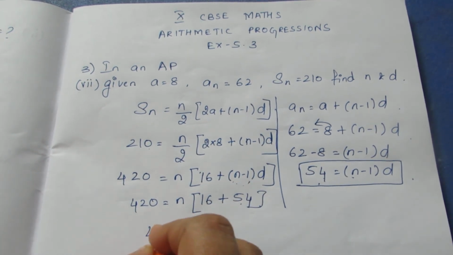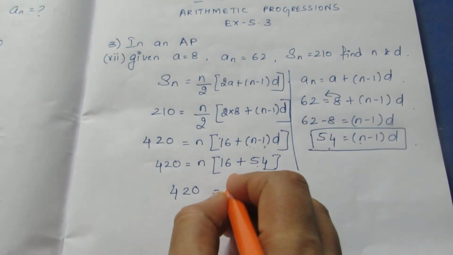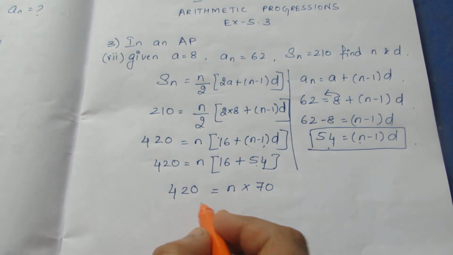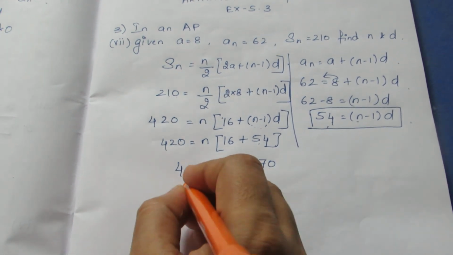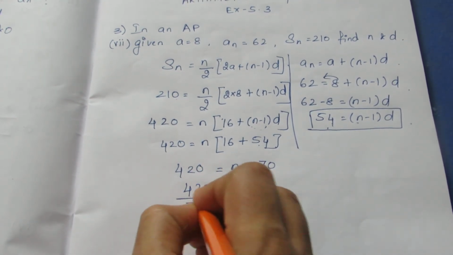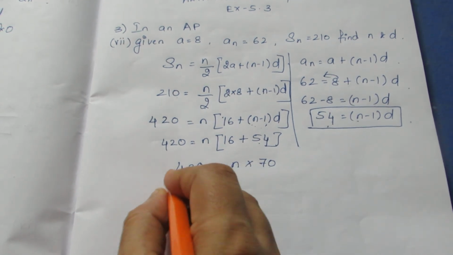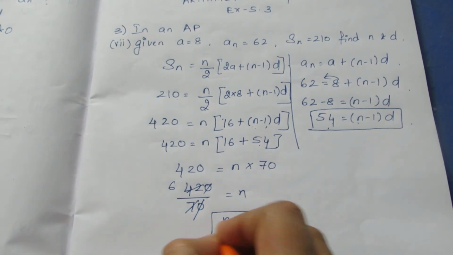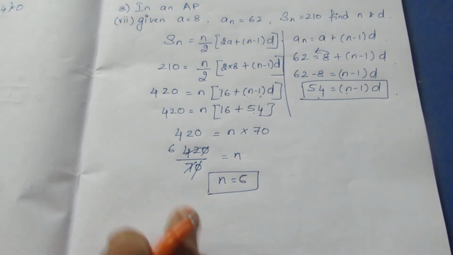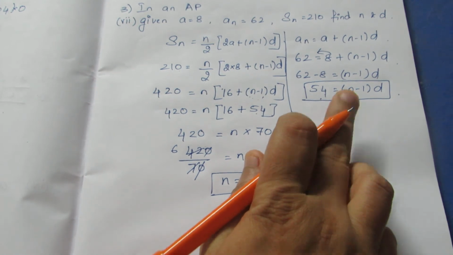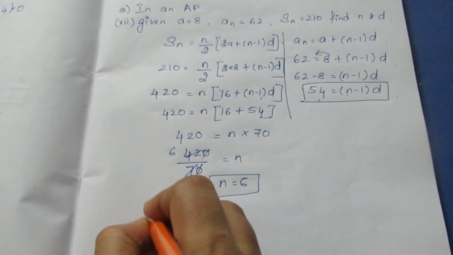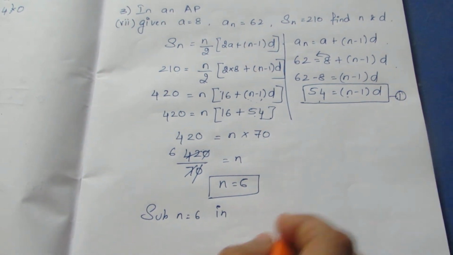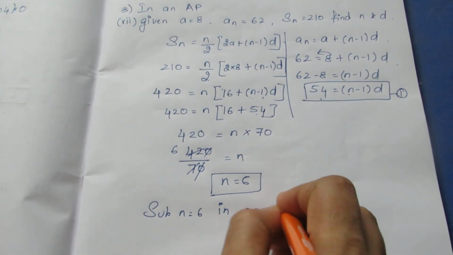Now solve this. 420 equal to n into, here it becomes 70. I am bringing 70 to this side, it comes as a divide. So 420 divided by 70, 0 0 get cancelled, 7 6 are 42. So my n value will be 6. So we have found n to be 6 and we need to find d. Just substitute the n value over here. So substitute n is equal to 6 in, I'll write this equation to be 1, in equation 1.